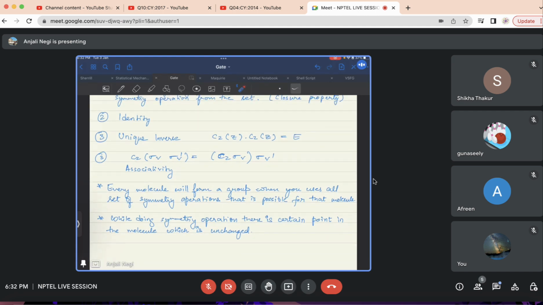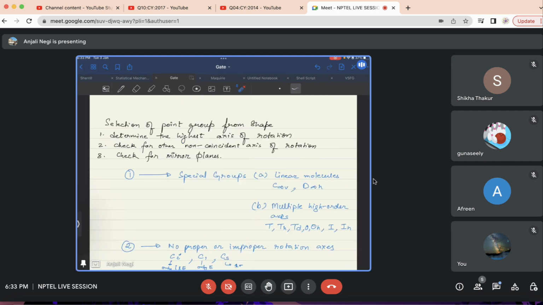Okay, so there is also a reason why the name was point group. While you are doing symmetry operations like C2, sigma v prime, in the case of the water molecule, you will see that there is a certain point in the whole molecule which is always unchanged, even in the inversion I, even in the identity E operation. And that is why we call it a point group or symmetry point group, or simply point group.